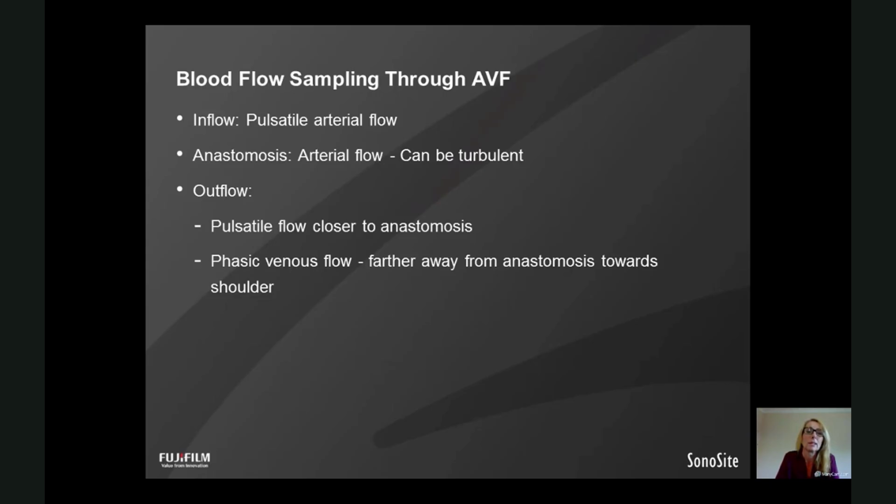The anastomosis area has arterial flow, but it can be very turbulent, so it's very hard to get a good velocity measurement in there because the blood is running all over the place and spinning around. And then in the outflow, it's a little bit pulsatile, but it doesn't have your real peaked pulse wave. It's more of a monophasic, just a phasic sort of flow, and that peters off and becomes just a really dampened phasic flow as it gets closer and closer to the heart.